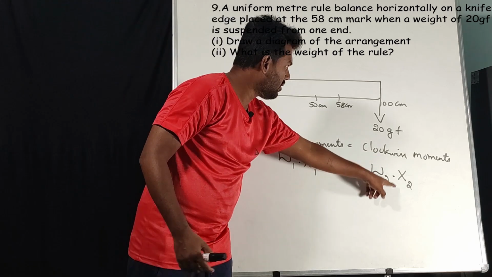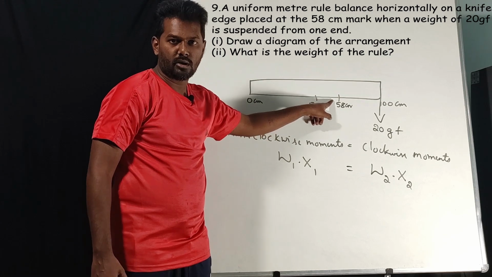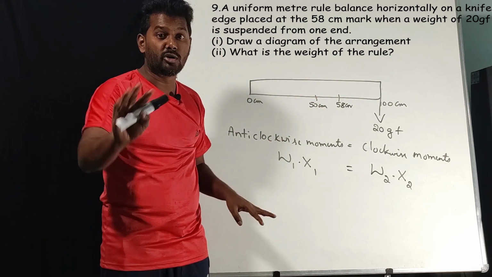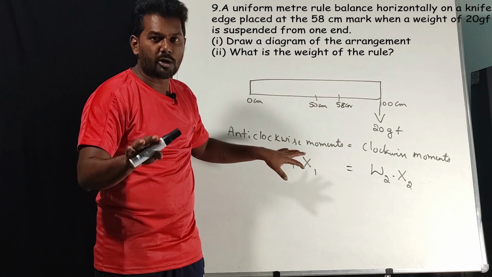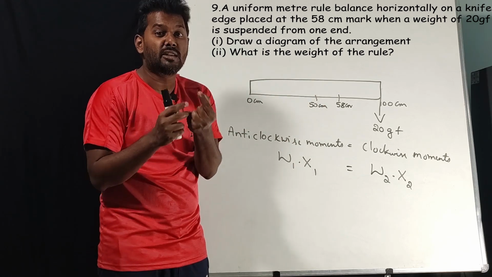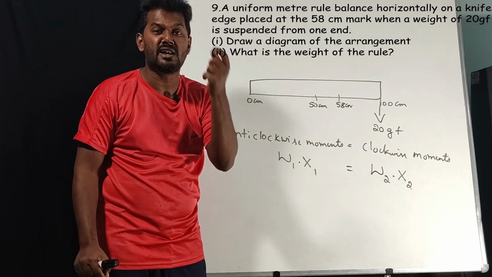So what do you mean by x2? From the load 20 GF to the pivoted point. Okay, which is the pivoted point here? Don't get confused. If 58 is not there, 50 is the pivoted point, but in the question they have mentioned they are keeping the knife at 58. So that is the pivoted point where you are placing the knife.